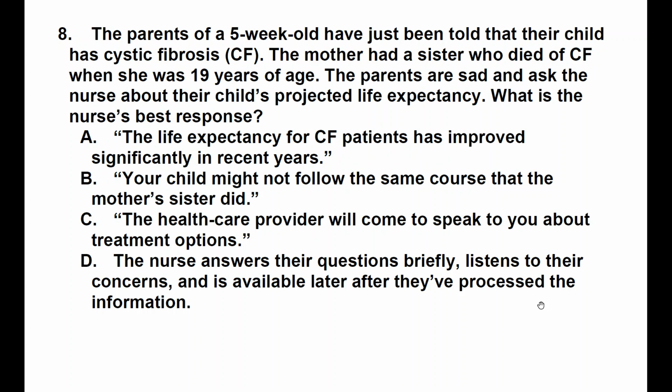8. The parents of a 5-week-old have been told that their child has cystic fibrosis. The mother has a sister who died of CF when she was 19 years of age. The parents are sad and ask the nurse about their child's projected life expectancy. Which is the nurse's best response? A, the life expectancy for CF has improved significantly in recent years. Letter B, your child might not follow the same course that the mother's sister did. C, the healthcare provider will come to speak to you about the treatment options. Letter D, the nurse answers their questions briefly, listens to their concerns, and is available later after they process the information.